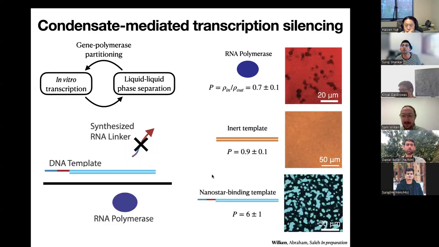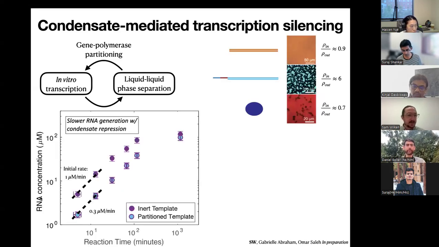However, because the template is made of DNA, we can just include a different binding sequence on it. And so we include a nanostar binding sequence onto the template, and it goes into the droplets at a very high ratio here, 6:1 or so. So this is what we have in mind, that we sequester the polymerase from the template by putting the template inside droplets while excluding the polymerase. And so now we can plot the RNA concentration as a function of time again, and we see a factor of 3 or so slower reaction rate from the transcription reaction.